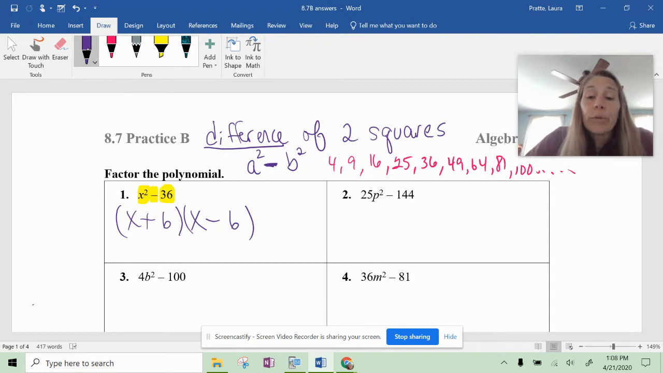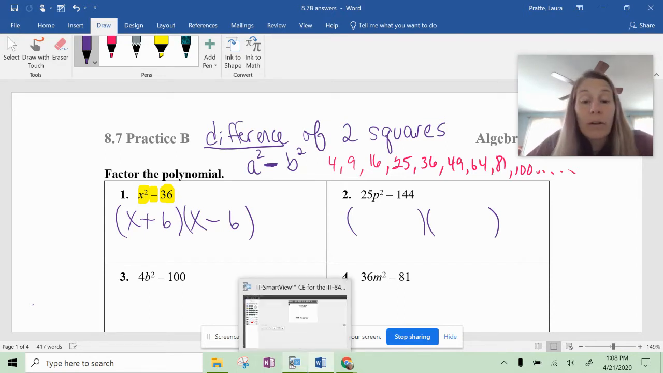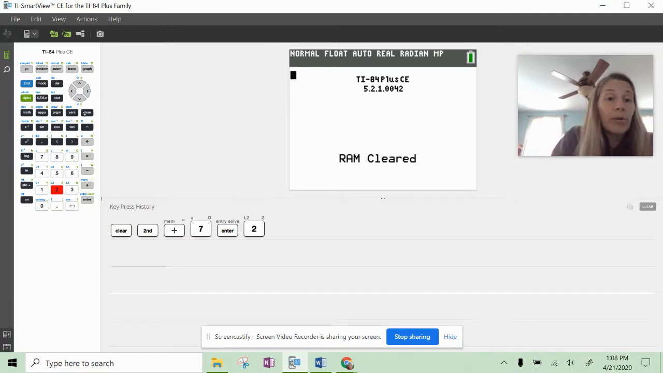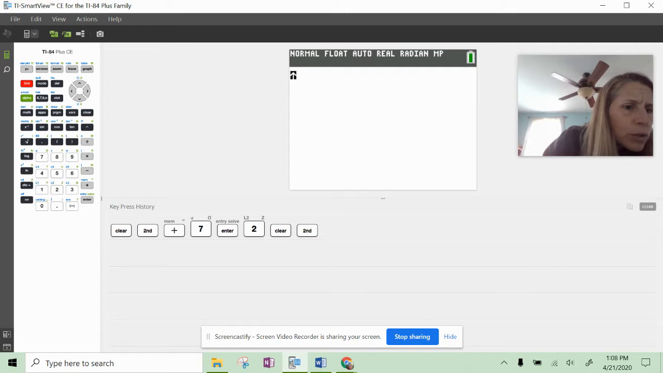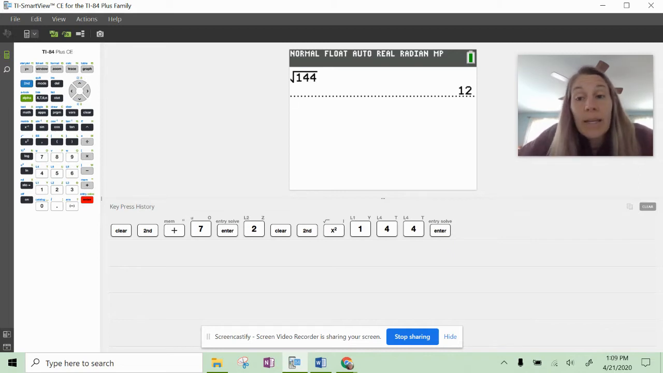So for number 2, same idea here. Okay, we have the subtraction sign in the middle, which is definitely a must. 25 is a perfect square because it breaks up into 5 and 5. 144 is a perfect square, and you could check that on your calculator. Anytime you're not sure if a number is a perfect square, go into your calculator and do the square root of that number, so like 144. If you get a whole number answer like we did here, 12, you know it's a perfect square and it can be broken into 12 because 12 times 12 is 144.